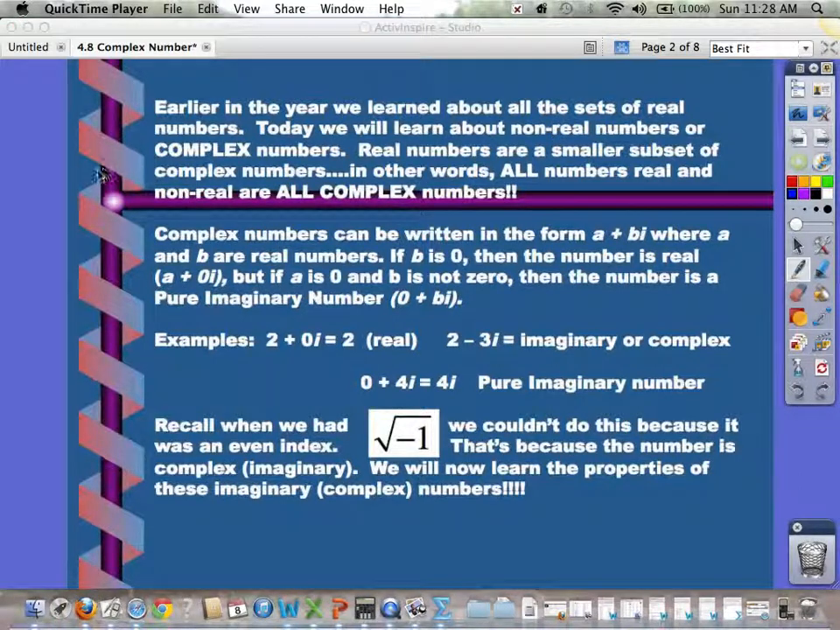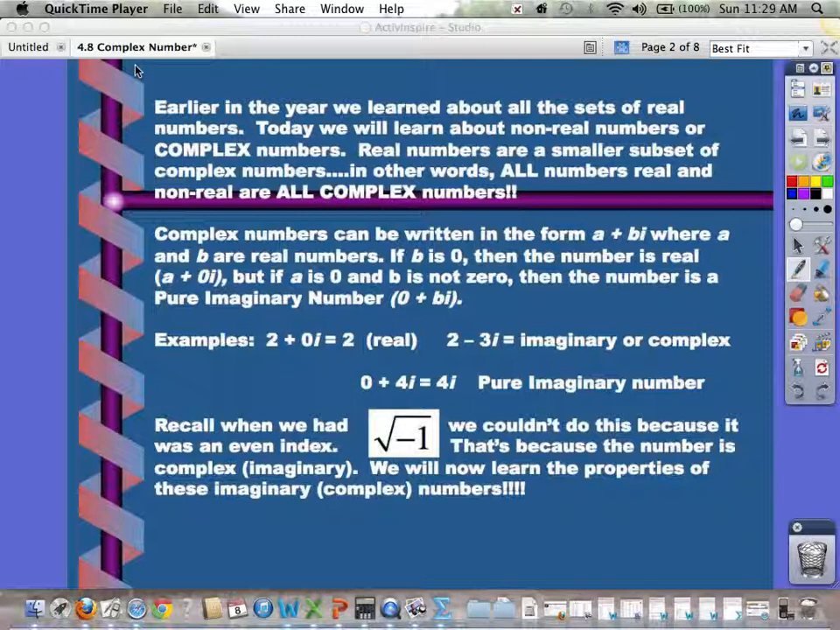All right, so earlier in the year we learned about all the sets of real numbers, and today we're going to learn about the non-real numbers, or complex, or you may even hear them called imaginary. Same thing. Non-real, complex, imaginary all mean the same thing. Real numbers are a smaller subset of complex numbers, so it would be like our solar system that's in the even bigger solar system. Okay, so we have just a small little system compared to what's out there. And that's the way the complex numbers are.